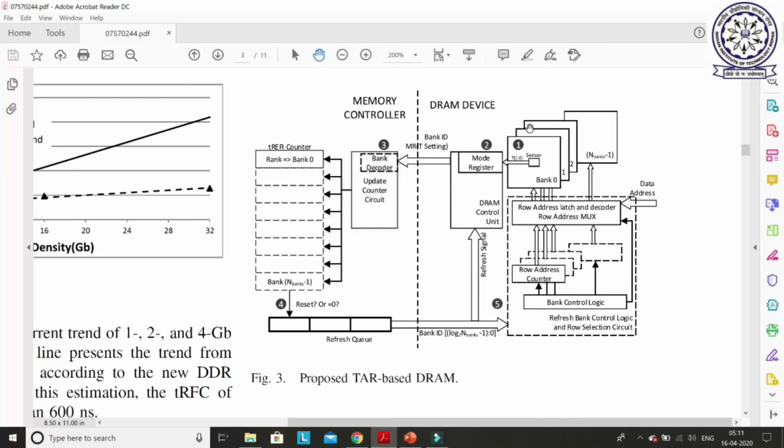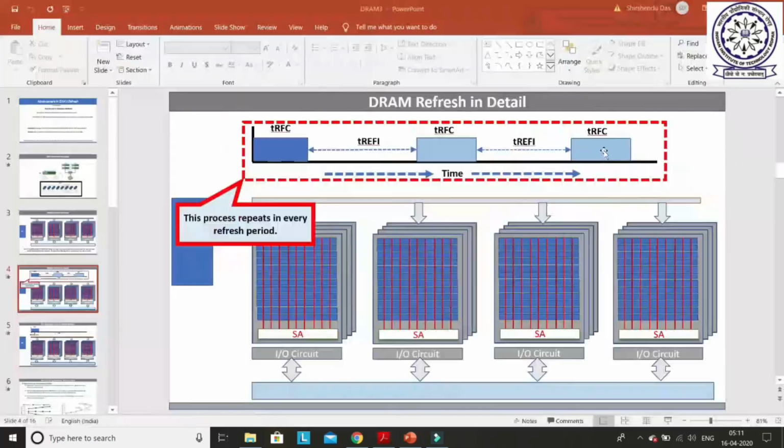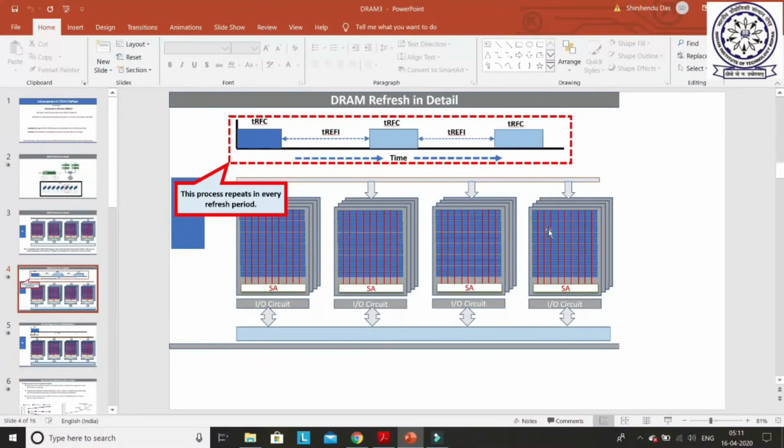What the concept of TAR says is that the refresh interval is based on the bank temperature. If the temperature of bank 0 is 105, then the refresh period should be 16 milliseconds. And if this bank's temperature is 85, then its refresh period should be 64 milliseconds. So it will vary. The refresh time or refresh period or retention time should vary based on the temperature. In the normal case it was uniform, and it always goes for the peak temperature, the worst case temperature, which is not the case here.